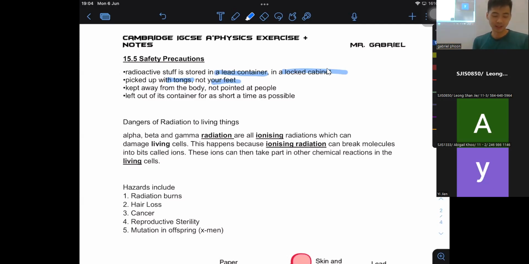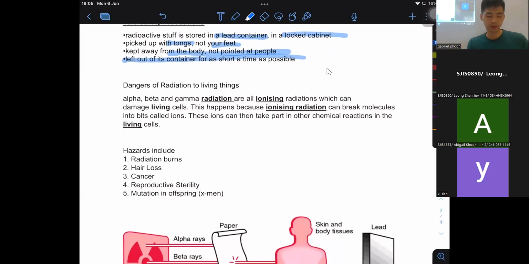Then, of course, the next part here is it should be kept away from your body, not pointed at anyone, because obviously it's radioactive, right? And it should be left out of your container for as short a time as possible, because the radiation is going to increase the more you leave it out, guys. So by right, the general practice is you want to keep it as soon as you're done with it, because you don't want any radiation coming along. Especially if it's ionizing radiation, guys.